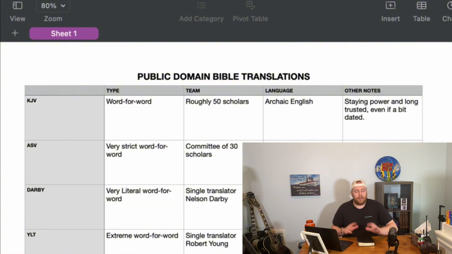So, King James, not perfect. There is no perfect English translation. The perfect Word of God would be in the original Greek and Hebrew. So, King James, good in that regard, but there are some problems.